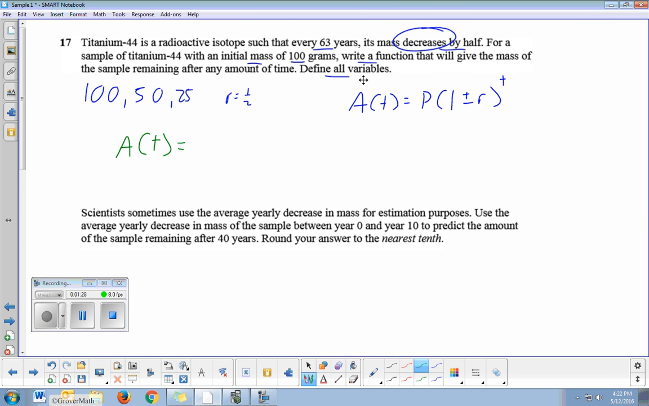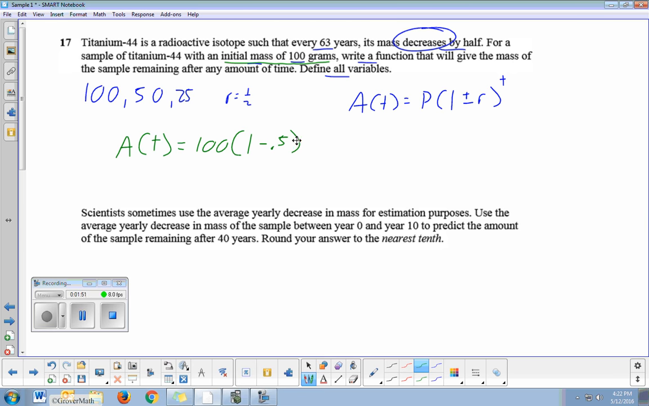The P is the initial mass. That's sometimes referred to as the principal when we were talking about finance, or the initial. But this is the initial mass, so that's 100 times 1, and it's minus because it's decaying, half, and the rate is a half. So half as a rate is 50%, so that would be 0.5.